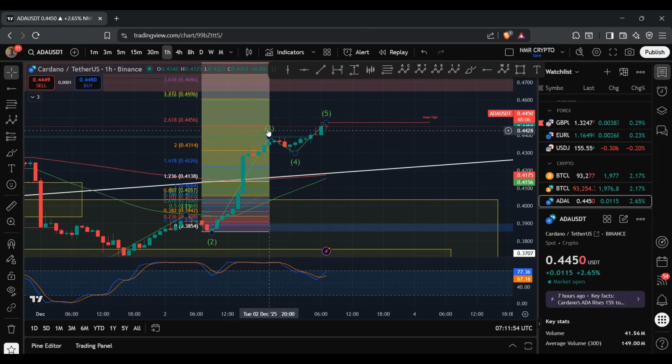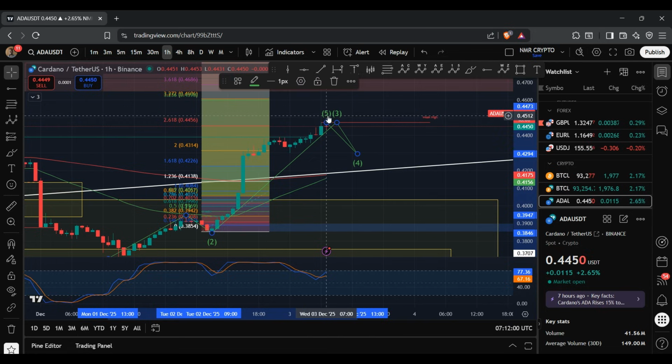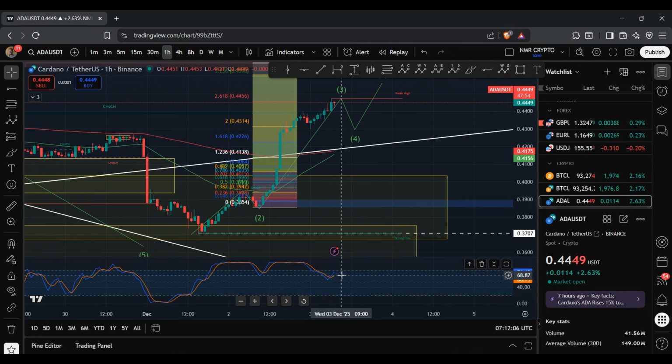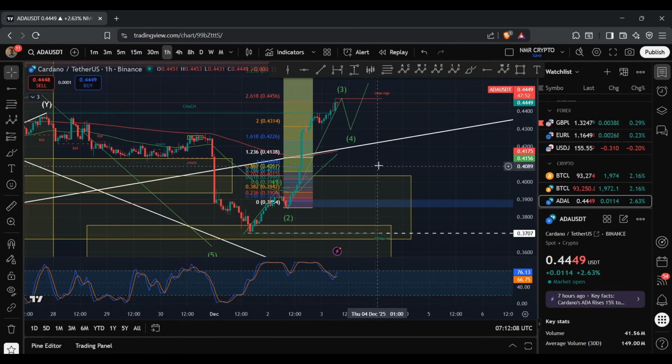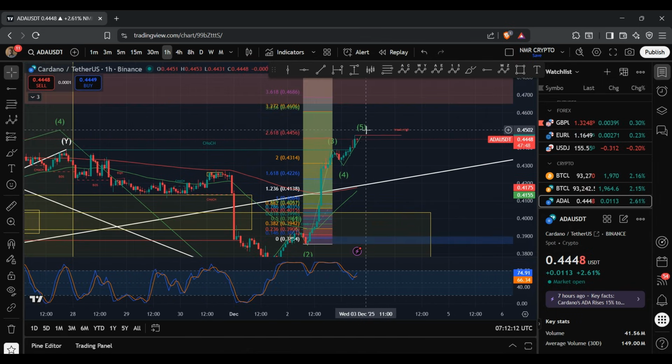Best case scenario, this whole move to the upside could be the wave 3, and we could see a short retracement to form the wave 4, followed by a reversal to then complete the 5th wave. And this is possible, given that the bulls still have the momentum, and so this is something I'm going to be looking out for. But for now, I will stick with this 5-wave structure where ADA could potentially be within this 5th wave.